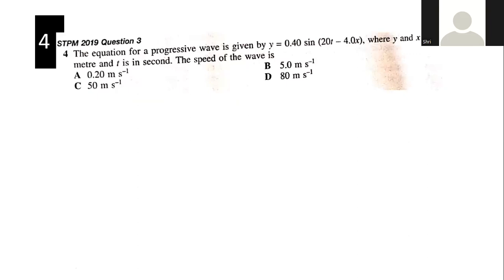Okay. Number 4. The equation for a progressive wave is given, where y and x are in meters, t in seconds. What's the speed of the wave? Yep. What is the answer?